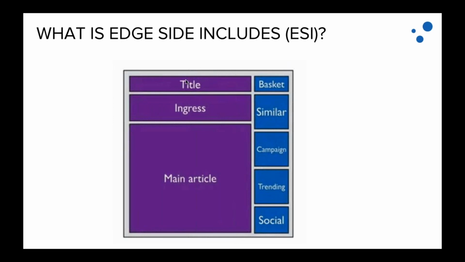While the title might stay the same for 3 hours in a row. If you use ESI, you can decide that the caching policy for the title is 3 hours. So after 3 hours, the title will be purged from cache and new content will be fetched from the backend.